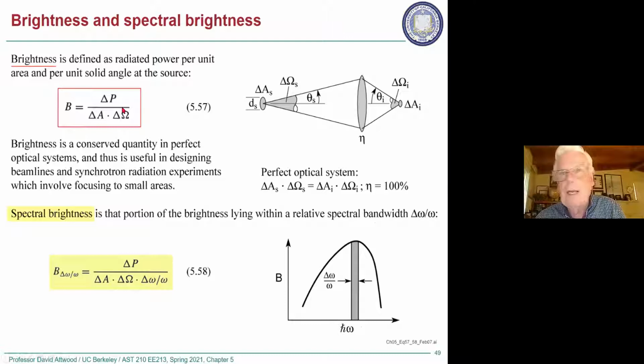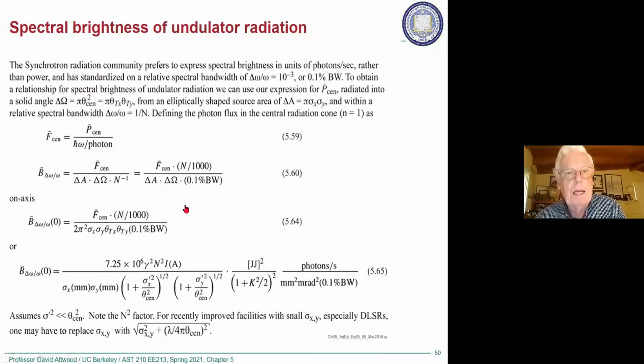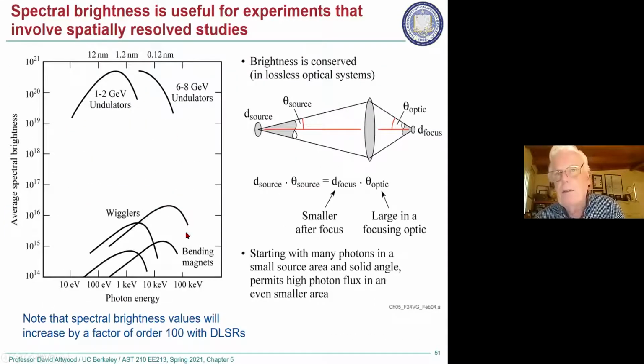I told you about brightness, I think, power per unit area per unit solid angle, and spectral brightness, where you ask not only how much of the brightness is there, but how much is within a certain bandwidth, 1 over n, 1 part in 1,000 or something like that, and that we call the spectral brightness. And all of the facilities use this as a measure of how good their facility is. In fact, when the ALS advertises that their coherent flux is going up, they're also going to show you that their spectral brightness is also going up by almost a factor of 100.